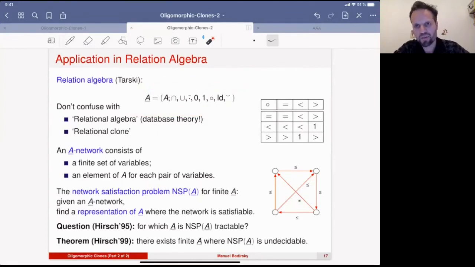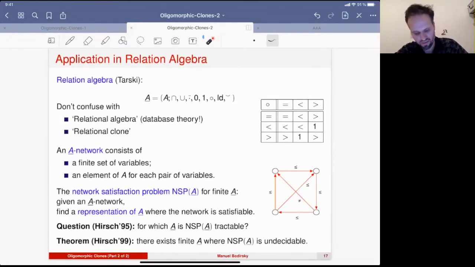So what people in relation algebra are interested in is the so-called network satisfaction problem. It's one of the basic computational problems in the context of relation algebras. So here you study networks. I have drawn such a network here on the right. Networks have a finite set of variables, and between any two variables, you have to specify an element from your relation algebra.